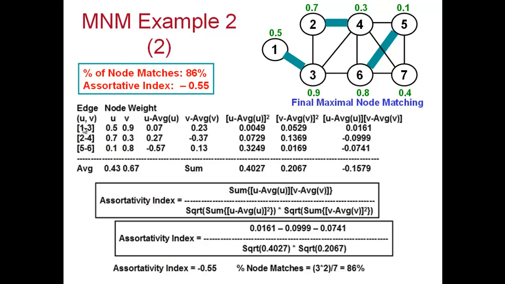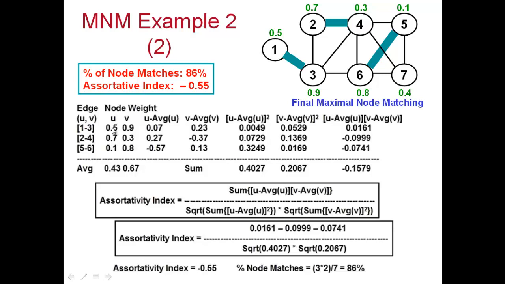So here I call uv. So u is, you write the edges in this order, the lower id first followed by the higher id. So 1, 3, 2, 4 and 5, 6. So for node 1 its weight is 0.5, that's given to us in the graph. Node 3, its weight is 0.9. Node 2 is 0.7, 0.3 for node 4 and so on.